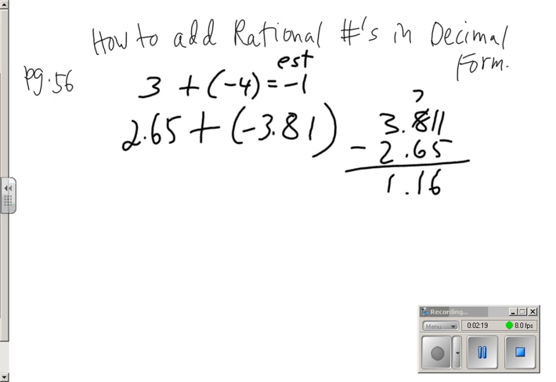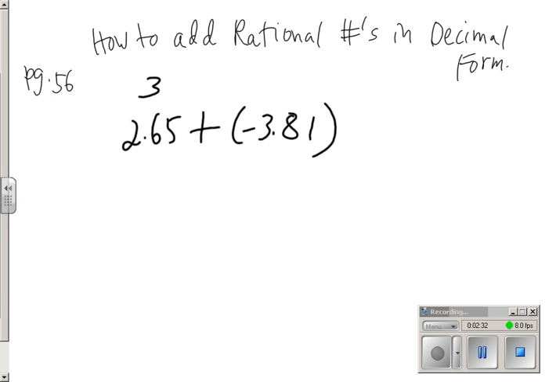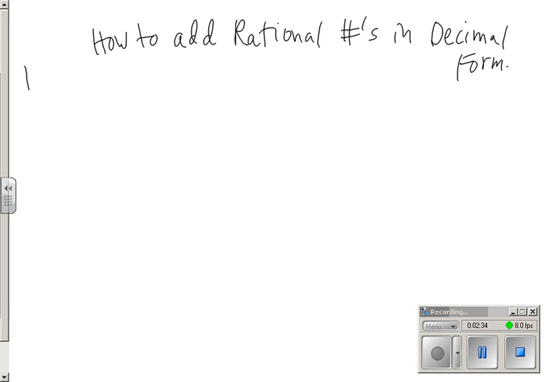But wait a second. That might not be my true answer. If I go back to my estimation, remember we said it was negative 1. So the difference there is 1.16, but my answer is negative 1.16. All right, let's look at a different one. Let's reverse this and look at the second one.